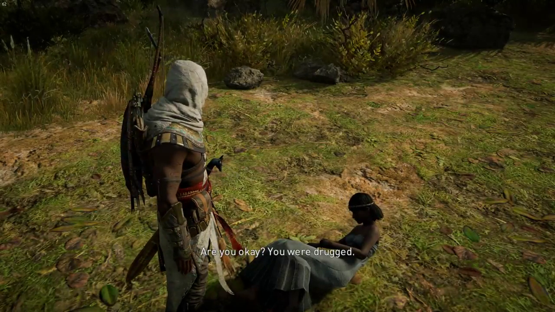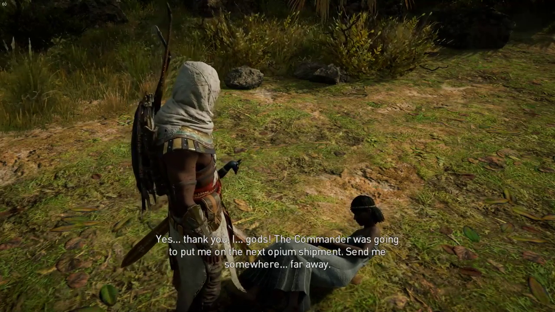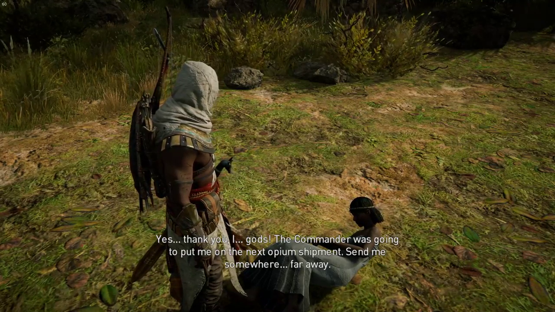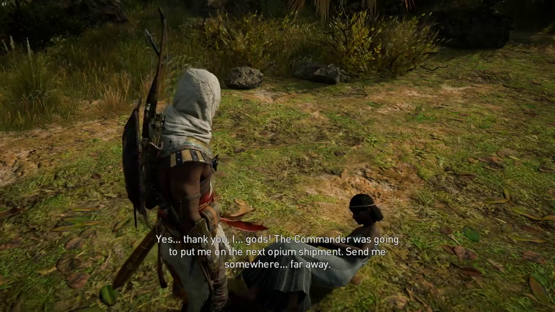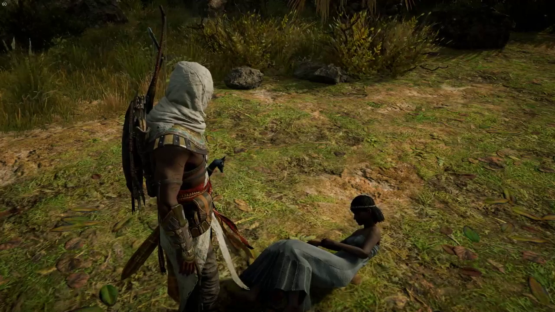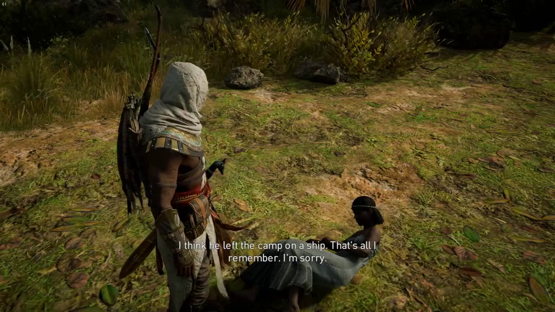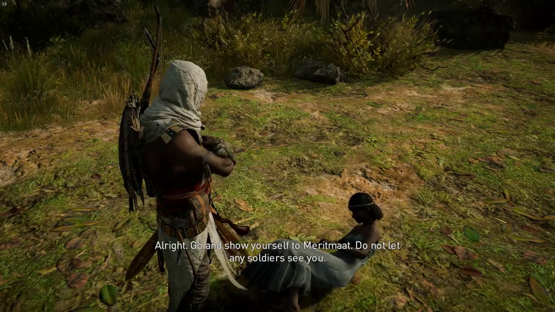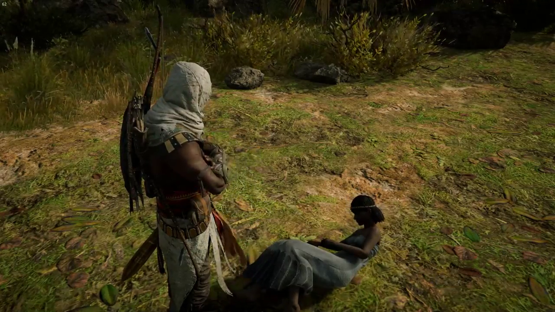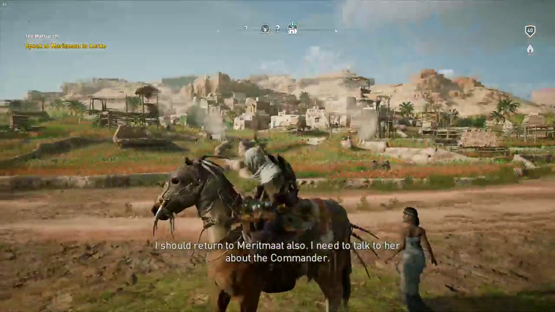Are you okay? You were drugged. Yes. Thank you. Gods! The commander was going to put me on the next opium shipment. Send me somewhere far away. The commander? Do you know where he is? I think he left the camp on a ship. That's all I remember. I'm sorry. All right. Go and show yourself to Merit Ma'at. Do not let any soldiers see you. I should return to Merit Ma'at also. I need to talk to her about the commander.